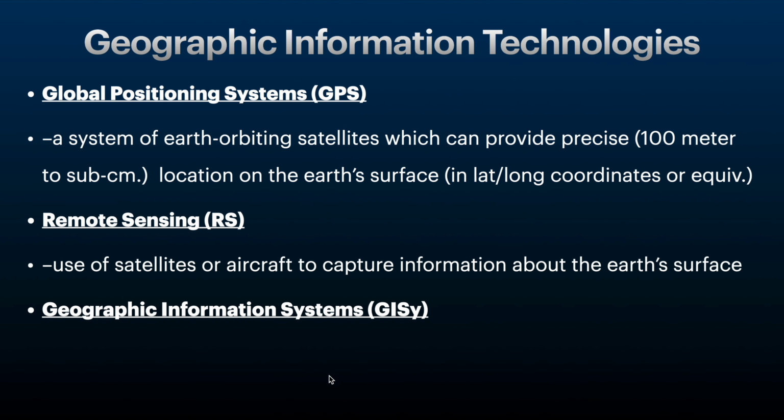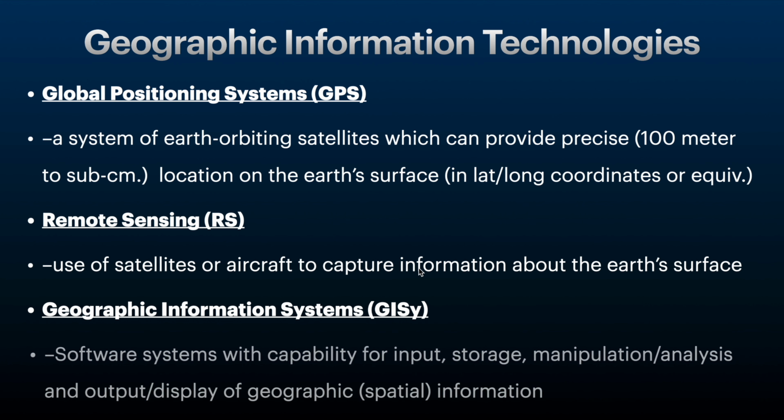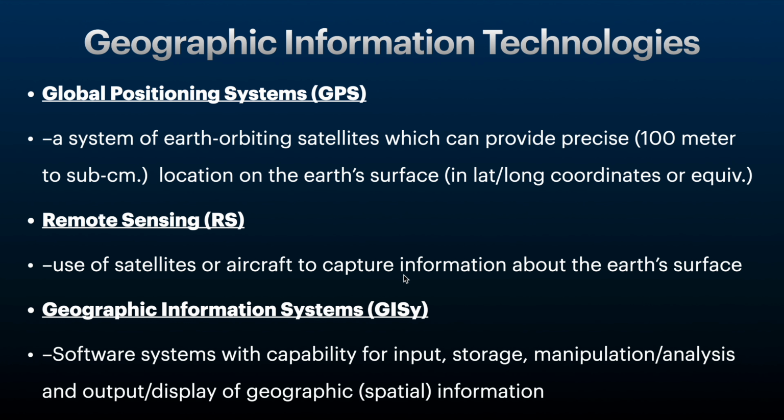Geographic information system. This is the tools or the software used to input, storage, manipulation, analysis, and display of information. So basically, geographic information technology is having the global positioning system, remote sensing, and geographic information system.